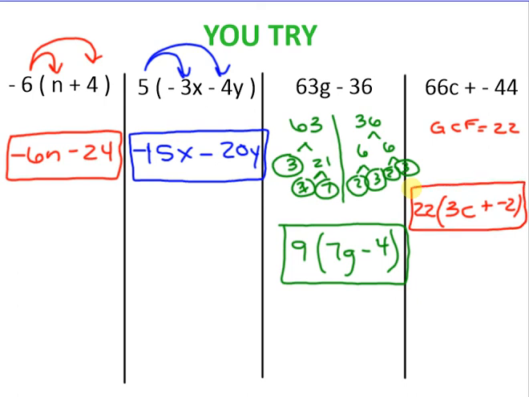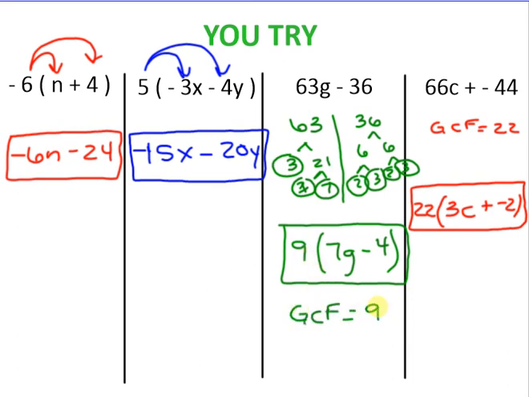Alright, let's go ahead and compare some answers. So for the first one, you should have gotten negative 6n minus 24 because you're distributing the negative 6. For the second one, you're distributing the positive 5. You should have gotten negative 15x minus 20y. And then for the third one, I didn't write it down, but let me do so now.